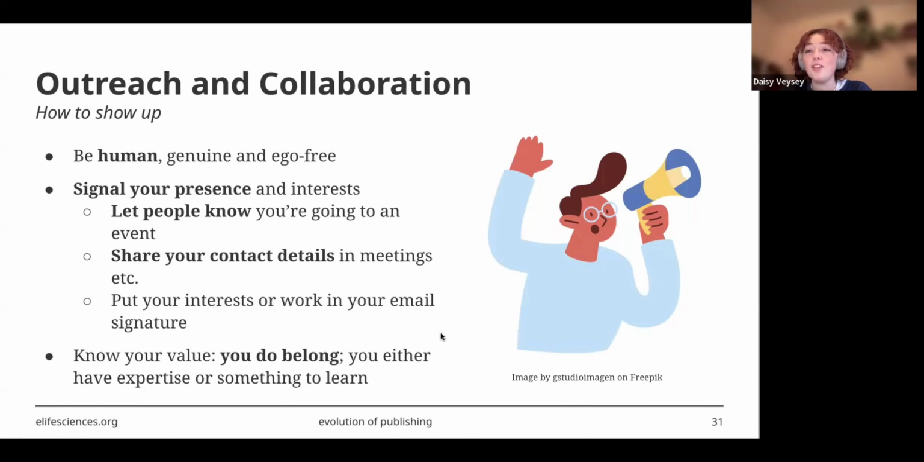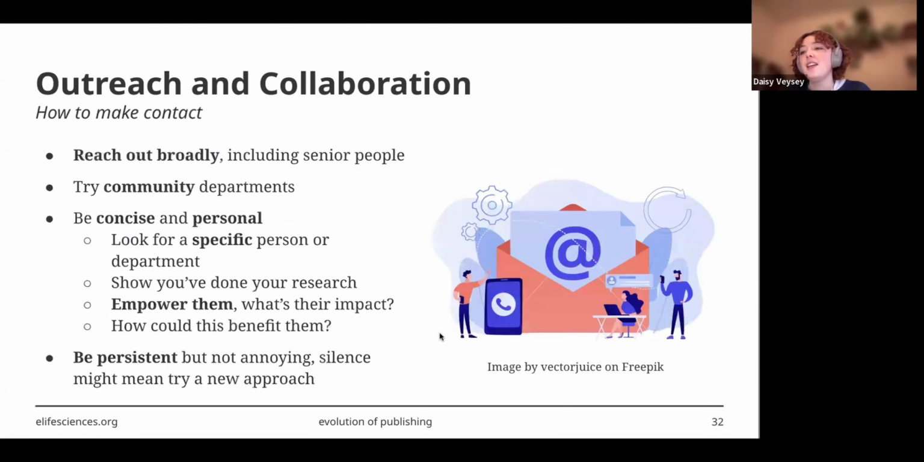And a really important thing underpinning all of this: know your value. This is something that I struggle with. I hate networking. But if you're at an event or part of a group like this, you belong in the space. You either are bringing some expertise or you have something to learn. And both of those are completely valid reasons for you to be there, and you shouldn't be scared to talk to people.